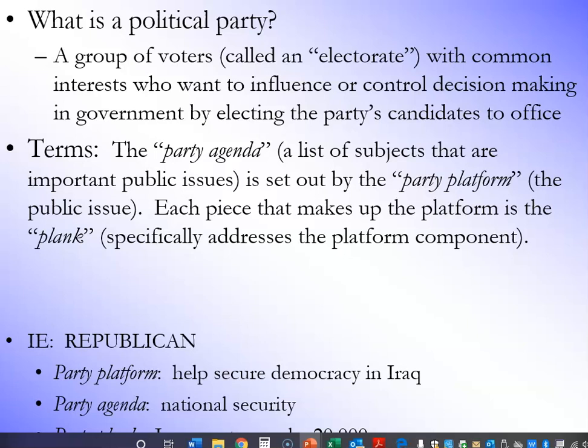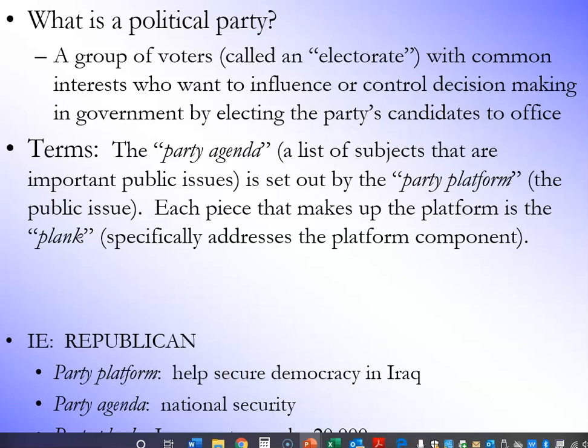Moving on to the next terms, the party agenda, platform, and planks. So the agenda is a list of subjects that are important public issues, and those are important to all citizens. For example, national security, education, health care, taxes. All of those things are part of agendas for most political parties. How each party will address those issues is going to be determined by the party platform. And with the platform, how a party specifically will address those issues are called planks.